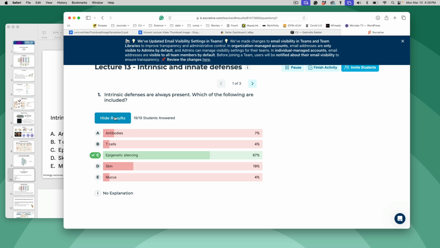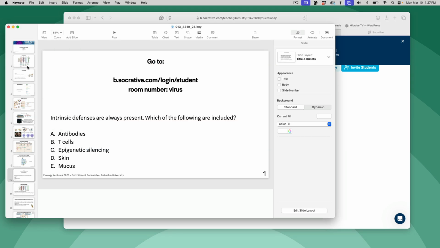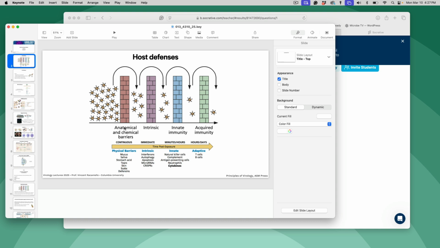Intrinsic, not physical and chemical. Now, antibodies are adaptive, later. T cells are later. Skin and mucus are physical and chemical barriers. So anatomical and chemical barriers, skin and mucus. Then intrinsic would be silencing.